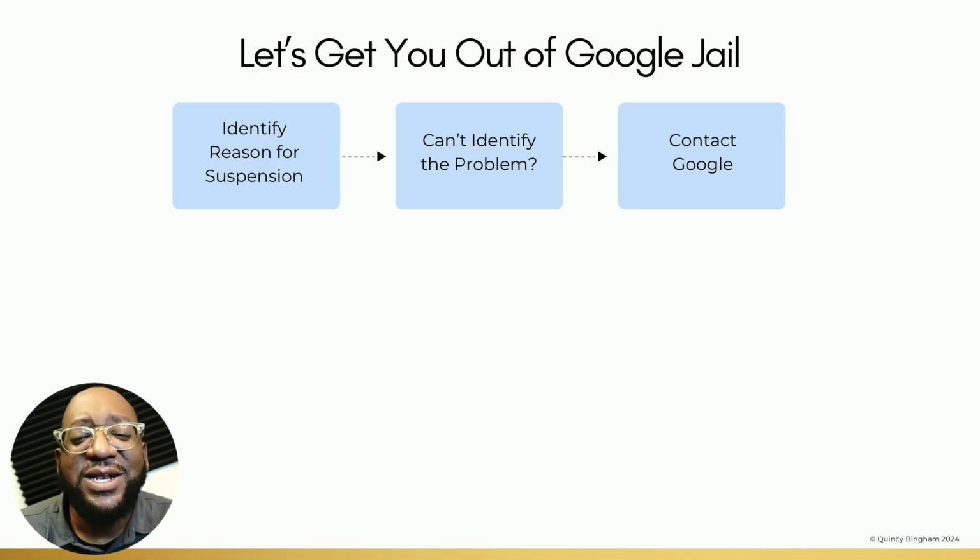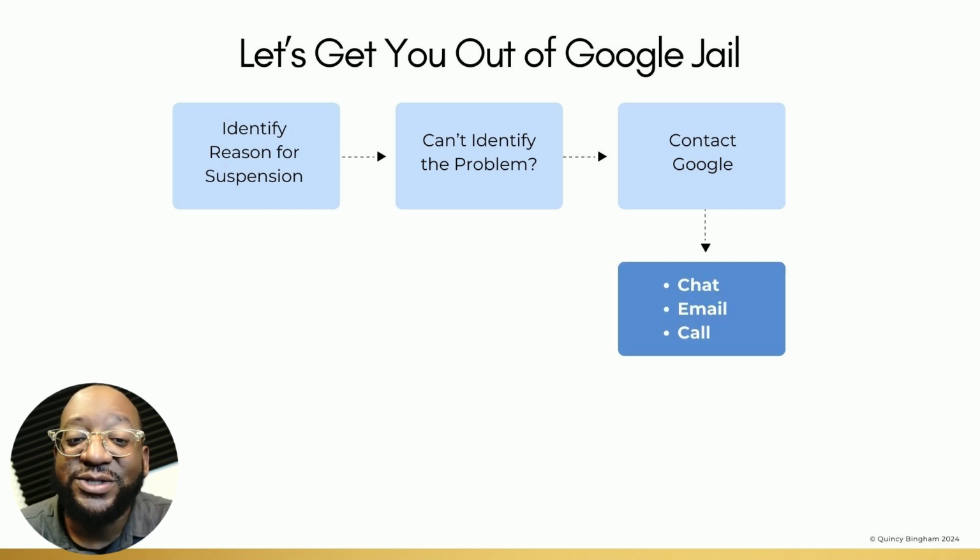Also, don't click the appeal button at this point. This is not how you get in touch with them. The appeal button is for the very end of the process, once you've taken care of all of the issues. You can contact Google through chat, email, or by calling them. There should be information within the communications they have sent you that point you in the right direction to contact them. Again, do not click the appeal button at this time.